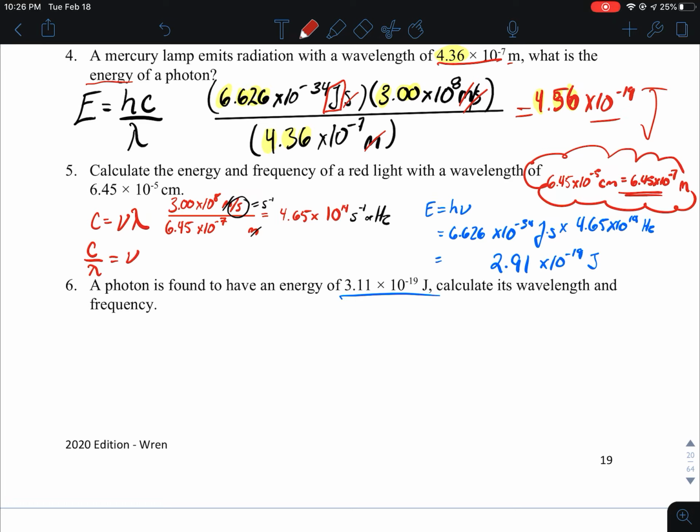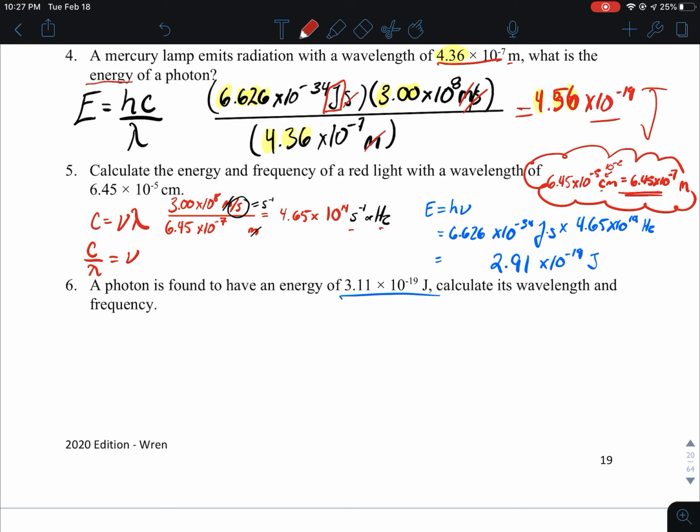So I did my conversion over here. Centimeters is 10 to the negative 2. So then I multiplied 10 to the negative 5 times 10 to the negative 2, which means that I added the exponents. That gives me 10 to the negative 7. Punch that back into the equation. Cancel out the meters. Left with per seconds. Per seconds is the same as hertz. Now I have the frequency.